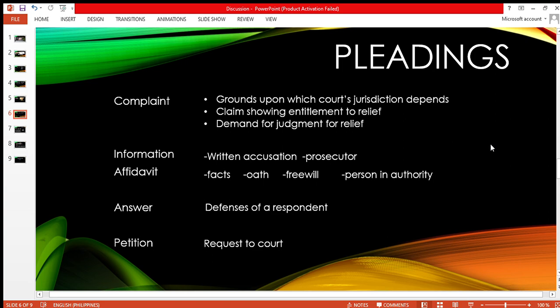Si Ana, nadistorbo sa tulog, lumabas dahil narinig niya yung pagwawala ng kakilala na si Pedro. Tapos nung sinabihan niya si Pedro, sinampal siya ni Pedro. So, kinabukasan, nag-file ng case si Ana sa Municipal Trial Court. Not alarms and scandals, but slight physical injuries because of the spanking. Okay? Will the court acquire jurisdiction sa grounds ni Ana?